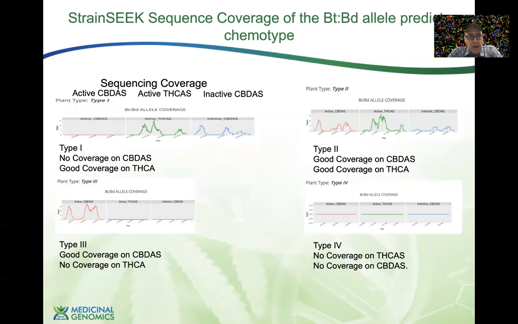I think we've gone over this enough. What I want to do is give you a sense of how the sequencing data actually will look on an Illumina array, because we built a cannabis SNP chip off this reference as well.